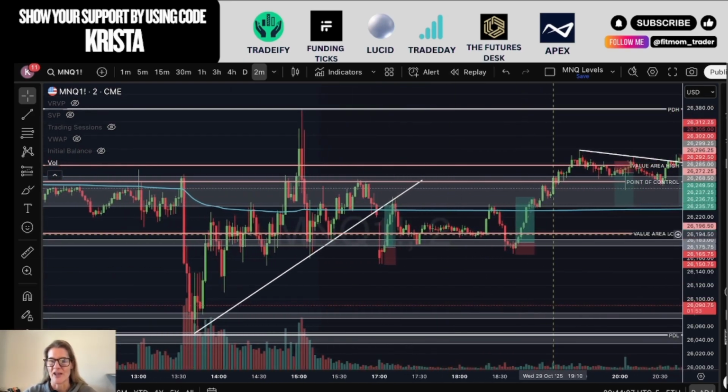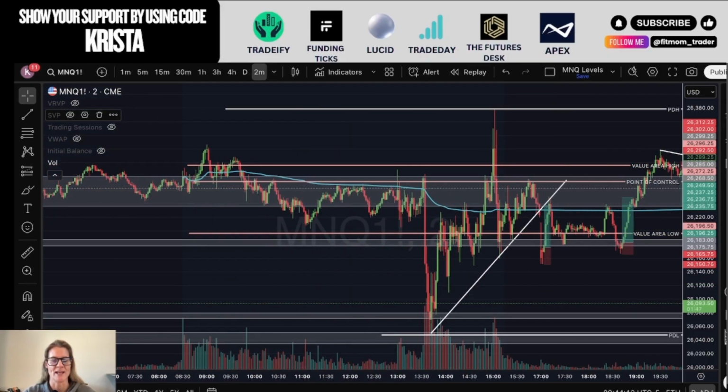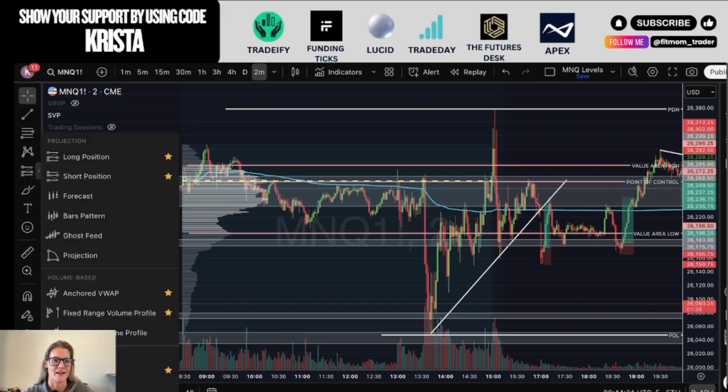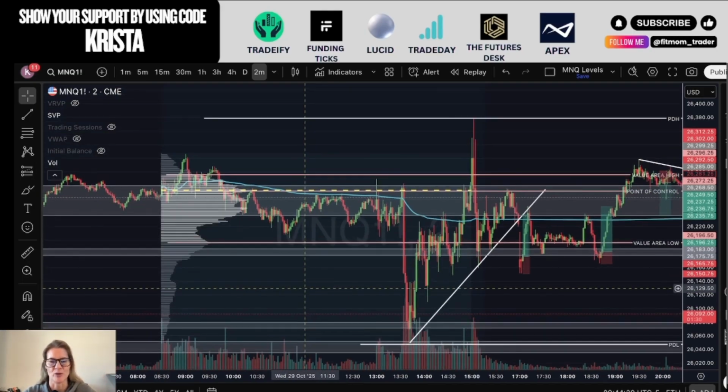Looking at this value area low, point of control, and value area high, real quick, just to show you how I get those levels, I use the session volume profile indicator. You can also find it manually in TradingView. There's a tool over here called the fixed range volume profile, and you'll just drag that across from the New York open to the New York close. But I use the indicator just because it's a little bit quicker.